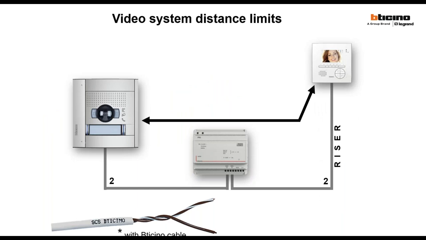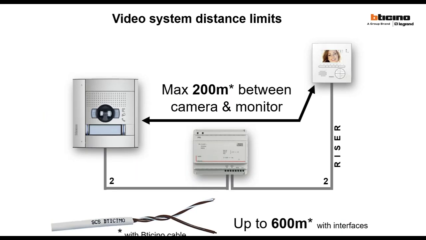If you have video using the Vimar cable, you have 200 meters, external panel, internal unit. And if you put the interfaces, the expansion, you have 200, 200, 200, you arrive up to 600 meters.